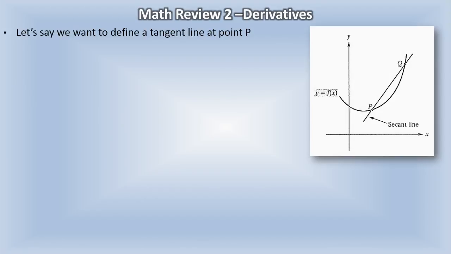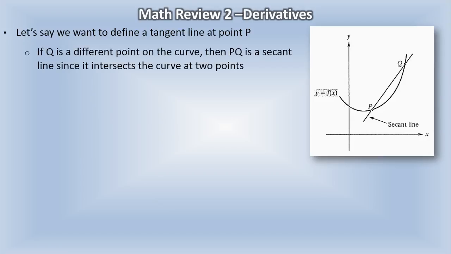So let's say we want to define a tangent line at point P. Let's say we wanted to define a tangent line at that point that tells us how this curve is behaving at that point, meaning that as x changes at that point, how much is y being affected? So let's say we have this other point Q. Then if we connect those points, you've got a secant line. It's a line cutting the curve at 2 different points.